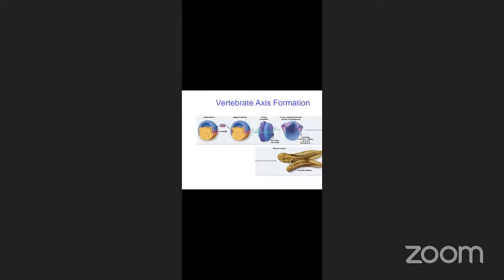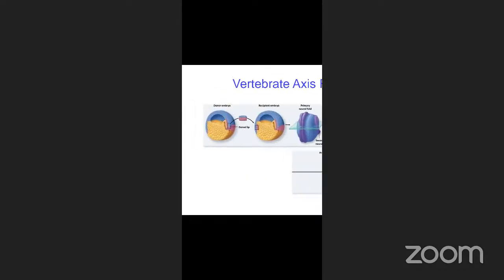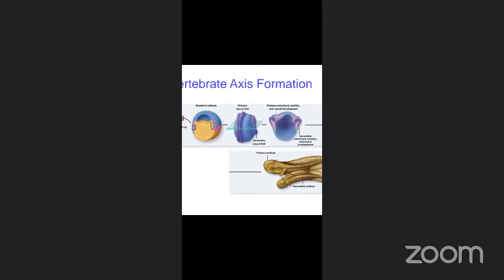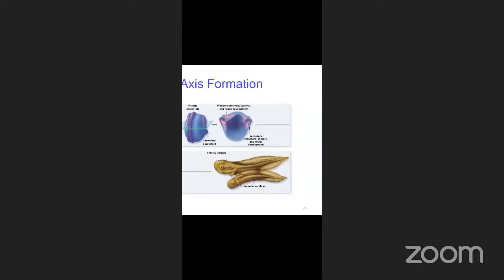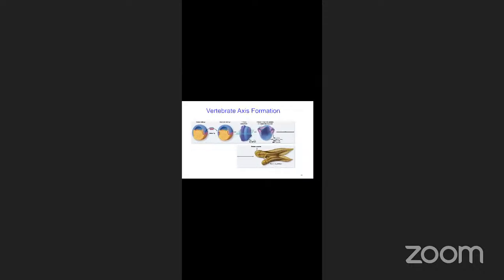And here you can see like this. So the dorsal lip is transplanted to here. And you have a primary neural fold and a secondary neural fold. And finally, from the belly region, another neural tube is formed, where another embryo is formed. So therefore, this is the primary organizer of the organogenesis.